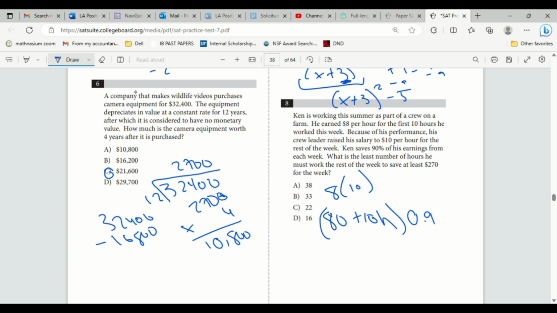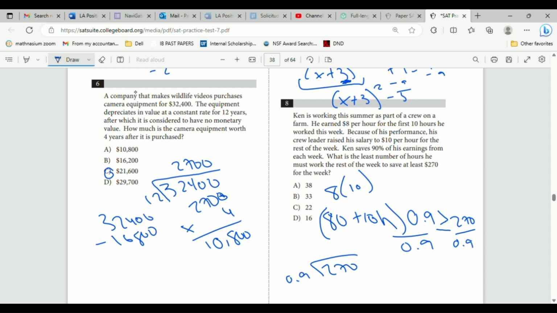And now the question asks, what is the least number of hours he must work the rest of the week to save at least $270? So he must save at least 270. So this is greater than or equal to 270. And now we solve. So divide everything by 0.9. And then we have 270 divided by 0.9.